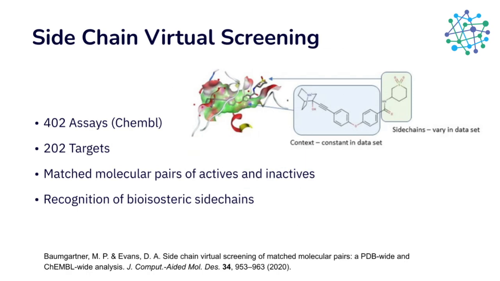And the last of these three benchmarks is sidechain virtual screening, which is a benchmark assembled from 400 ChEMBL assays and 202 targets, where there are mined matched molecular pairs of actives and inactives. What does it mean? You can see in the figure that there are molecules which have the same context, so a large portion of the molecule stays the same, be it the active or inactive ligand, and then only the side chain is different. So for a method to perform well, it needs to be able to recognize bioisosteric side chains to the ligand and avoid those inactive R groups.